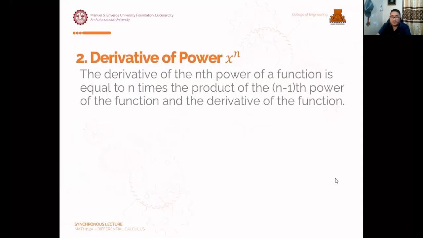Okay. The second one, the derivative of a power, x raised to n. This means that the derivative of the n power of a function is equal to n times the product of the n minus 1 power of the function and the derivative of the function. So what does that mean? Let's say we have a variable x raised to a certain power, a certain exponent. So, let's say y is equal to x to the n.